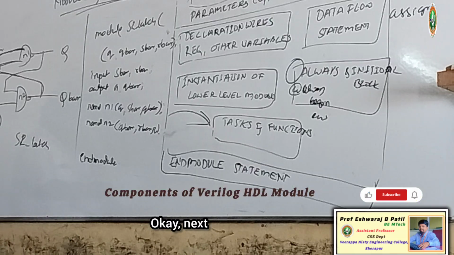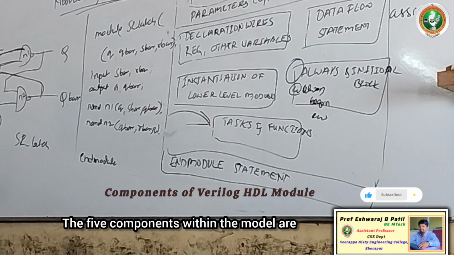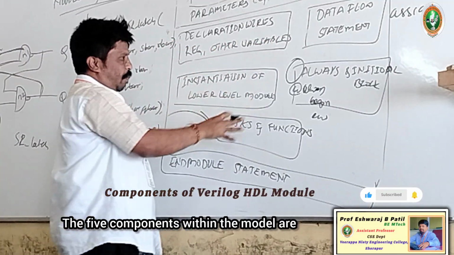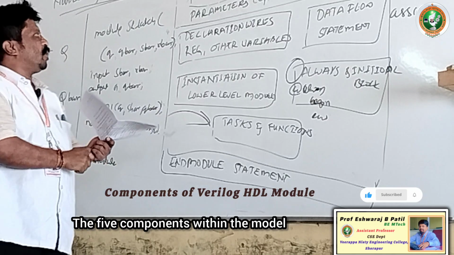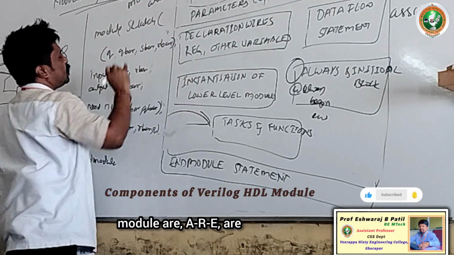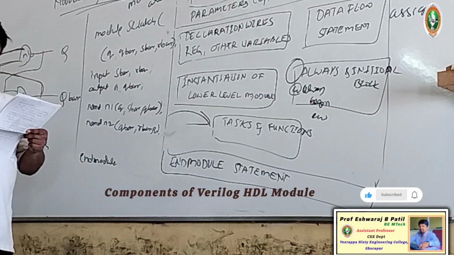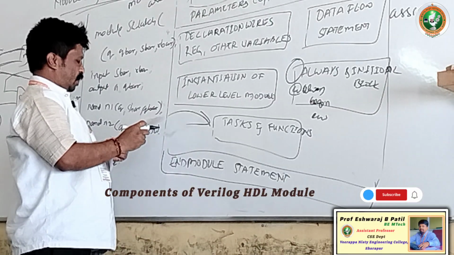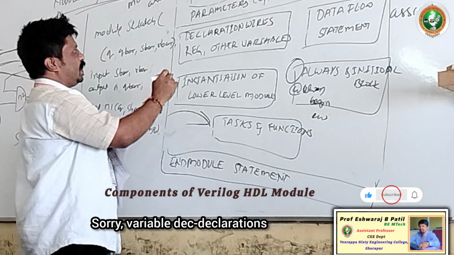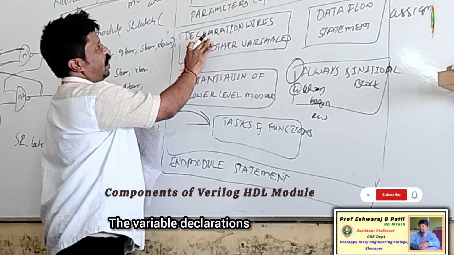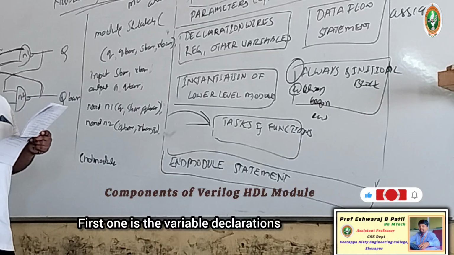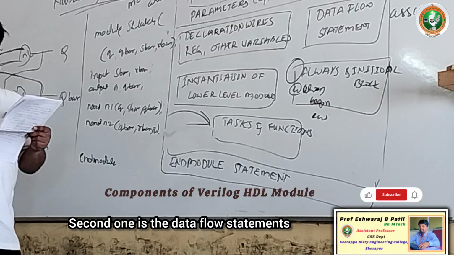Next, the five components within the model are: first one is the variable declarations. Second one is the data flow statements.